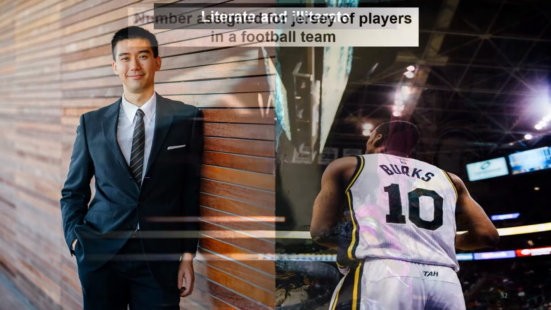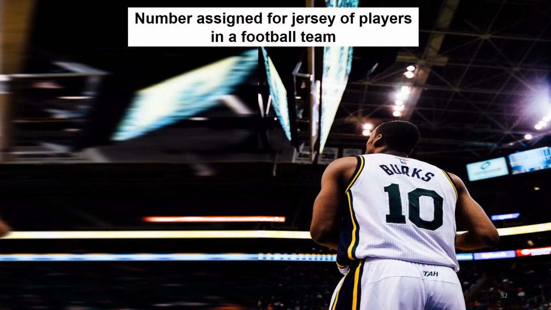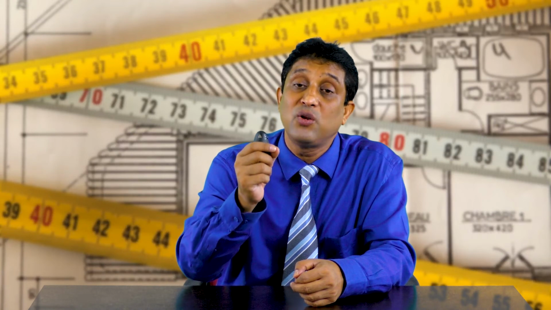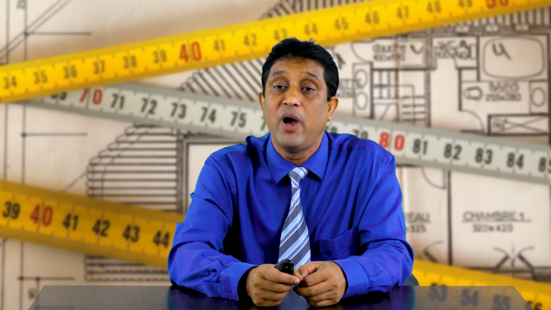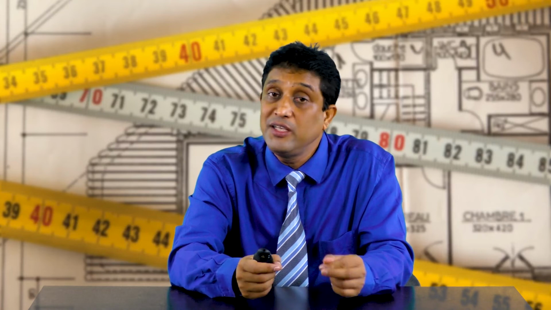Then further, numbers assigned for jerseys of players in a football team. You might have observed it may be a football team, or a cricket team, or hockey, or any type of sports. You will find that on the jersey certain numbers are marked. It may be 67, it may be 92, it may be 99. So what does it mean? That is also a type of identity mark for the players, and that is the work of nominal scale.